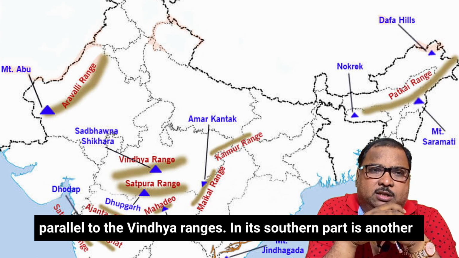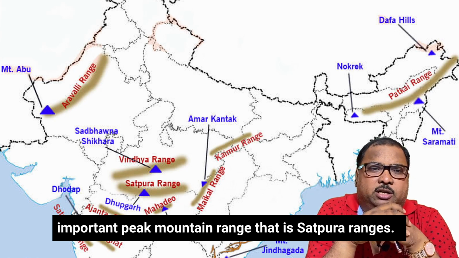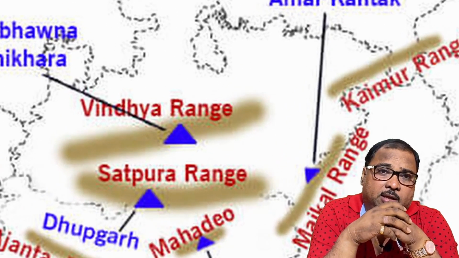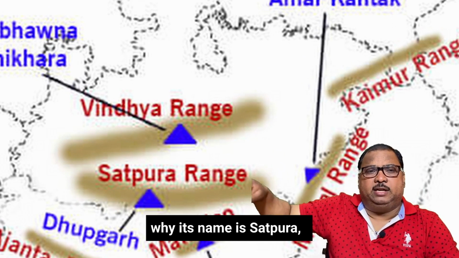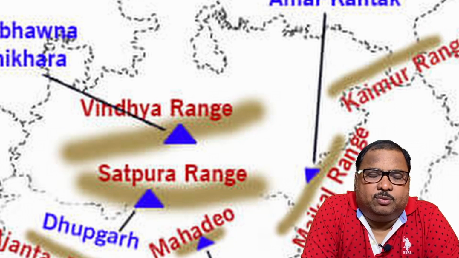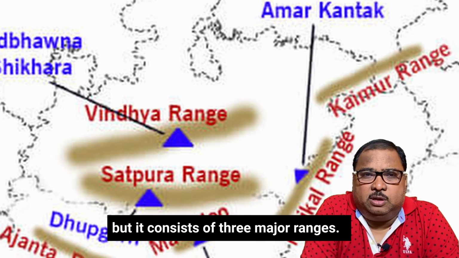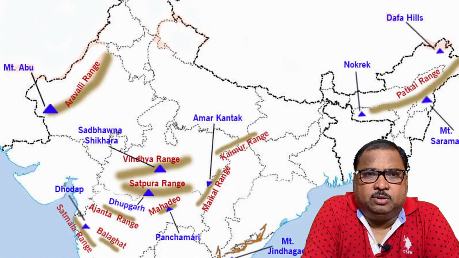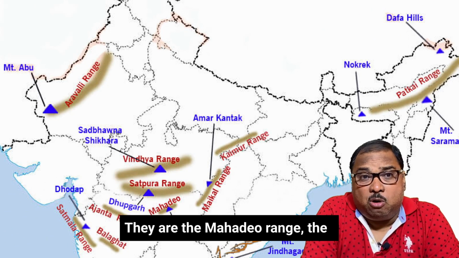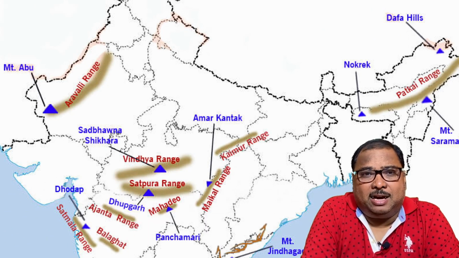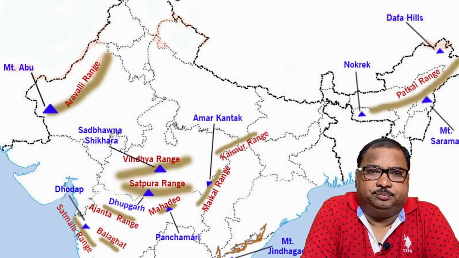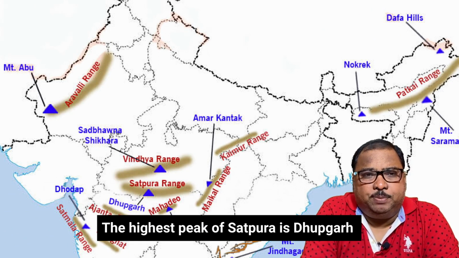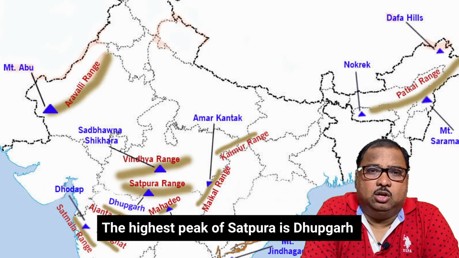Parallel to the Vindhya ranges, in its southern part, is another important mountain range, that is Satpura ranges. The entire mountain takes 7 bends, that's why its name is Satpura. But it consists of 3 major ranges. They are the Mahadev range, the Maikala range and the Rajpipla range. The highest peak of Satpura is Dhupgarh.